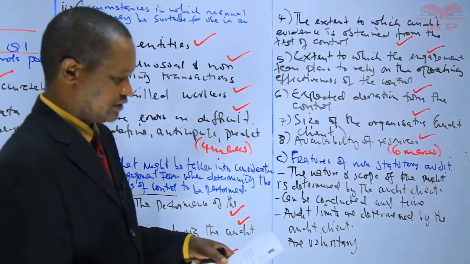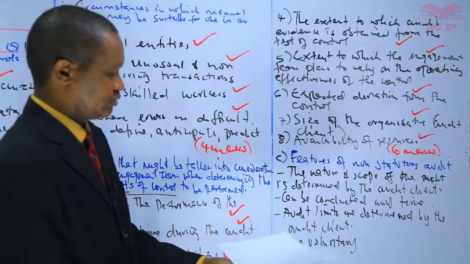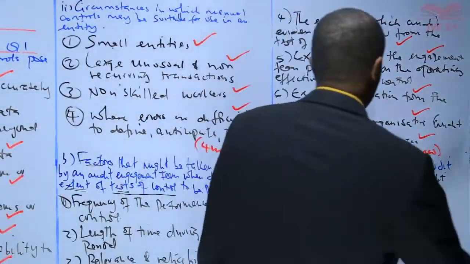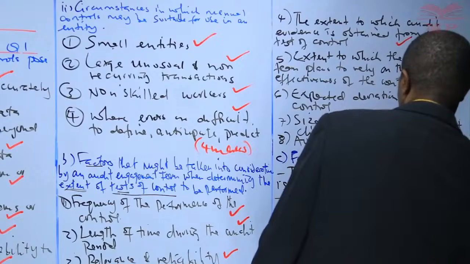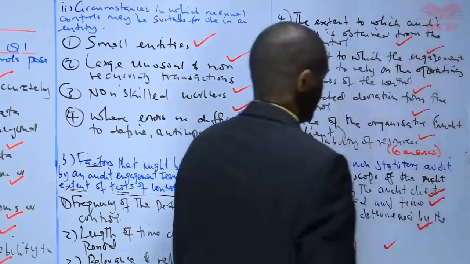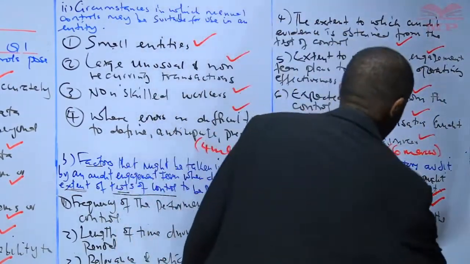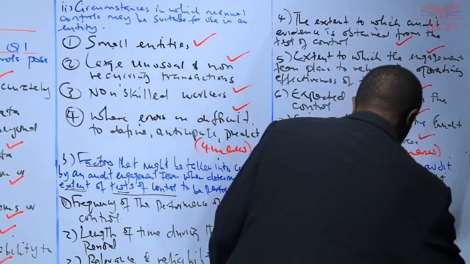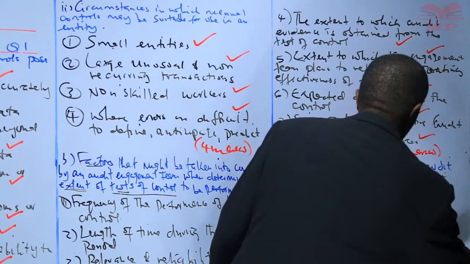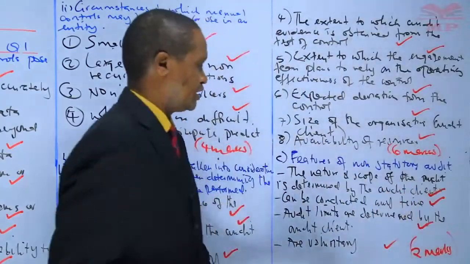So these are 4 features. I've given you 4. The question required just 2: 1, 2, 3, 4. Any 2 features here would earn the 2 marks.